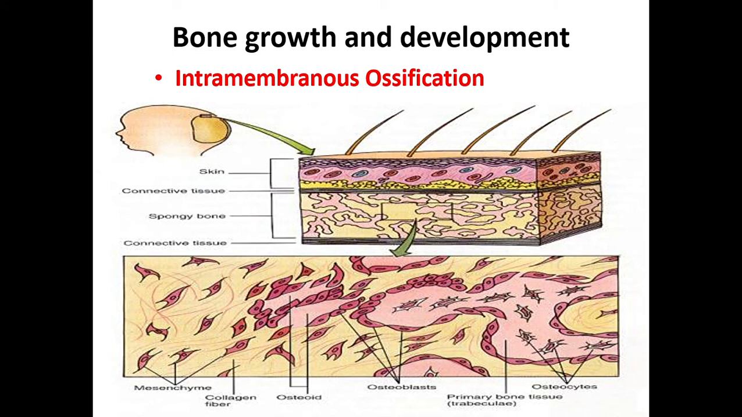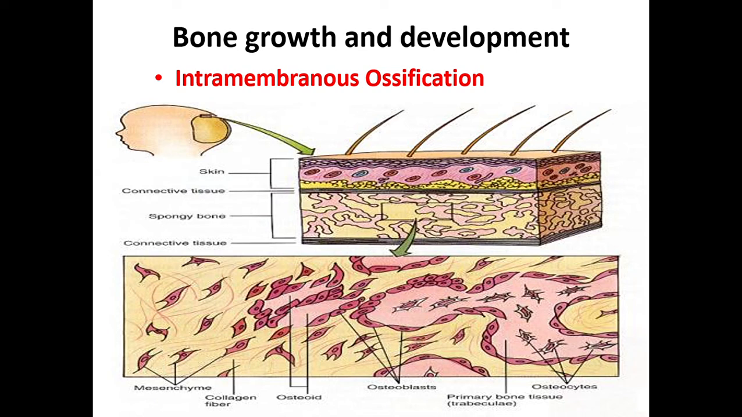We go now into bone growth and development, which we call the ossification process. There are two types of ossification process involved in the body. We have intramembranous ossification and endochondral ossification.